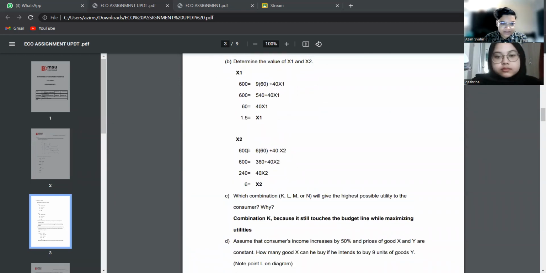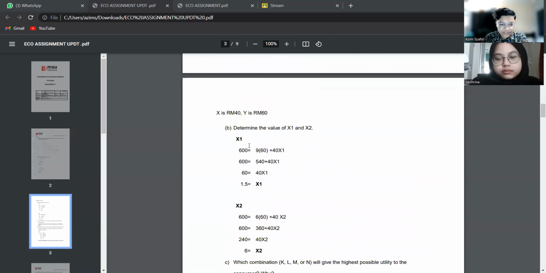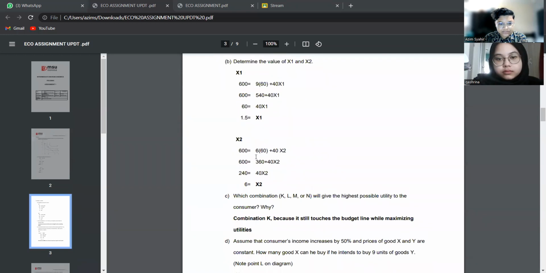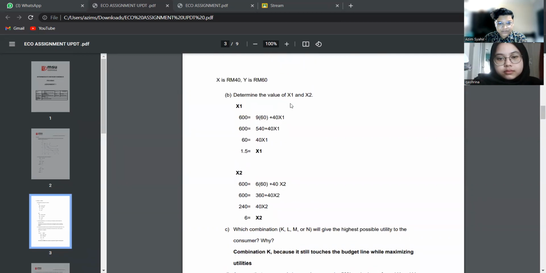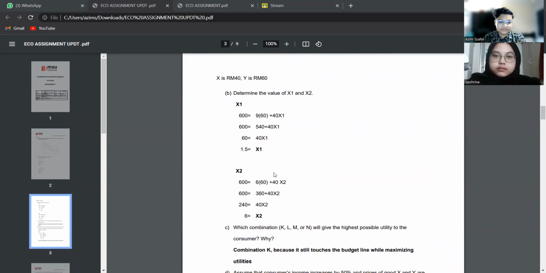For X2, we just have to put the value of Y into 6. So 600 equals 6 times 60 plus 40 X2. So 600 minus 360, we get 240. So 240 divided by 40, we get 6. So the value of X1 is 1.5 and X2 is 6.